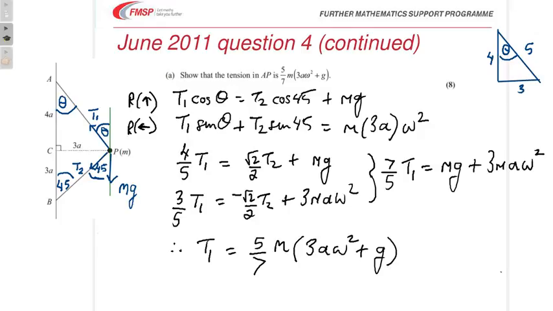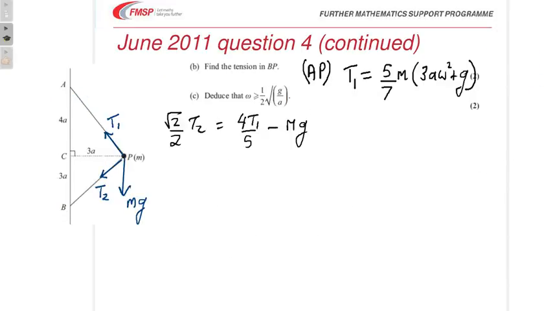All we have to do now is go back into the two equations above and find T2. So you might like to pause the video again and work out T2. I'll go through it on the next page then. So T1 I've written down again up here. T2 will be 4/5 of T1, which is 4/7 m into 3a omega squared plus g, minus an mg there, and that's root 2 over 2 T2.